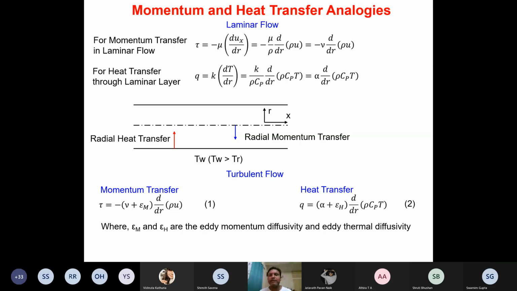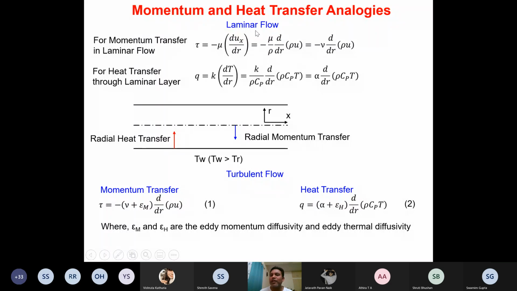So let us look at this particular part in a little bit more detail, and then we will start with free convection. Here in this slide, you can see that for a laminar flow, we can write down the expression for the momentum transfer. It is nothing but the velocity along the x direction, and the distribution of the velocity is along the radial direction r. That is what we see in a circular pipe, isn't it? Here the shear stress can be represented as minus mu dux by dr.